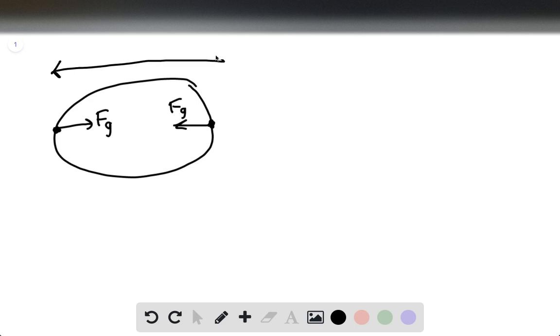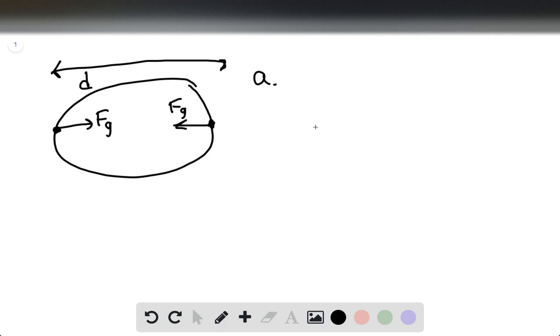So we have this orbit here. We have a star here, a star here. So this is the force of gravity, and this is the force of gravity. And we have this distance here being defined as d.